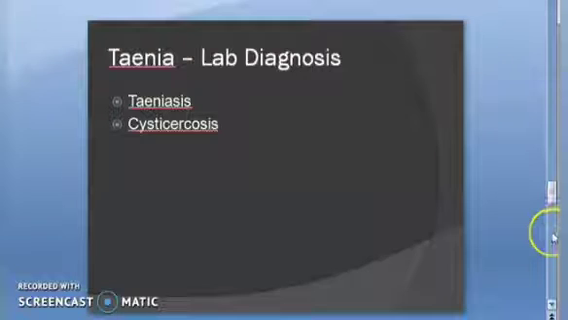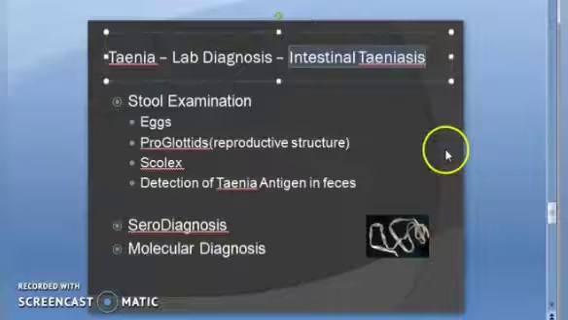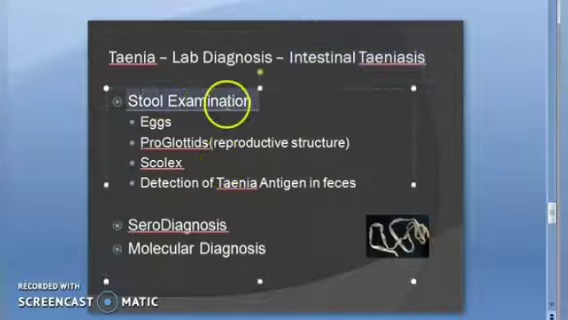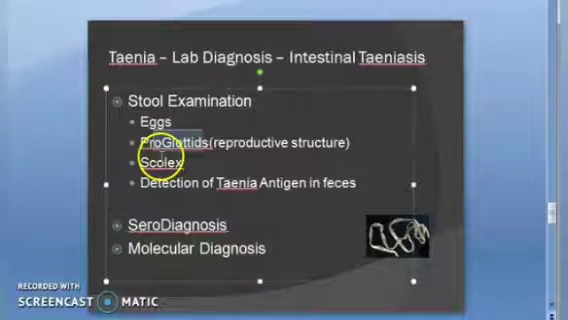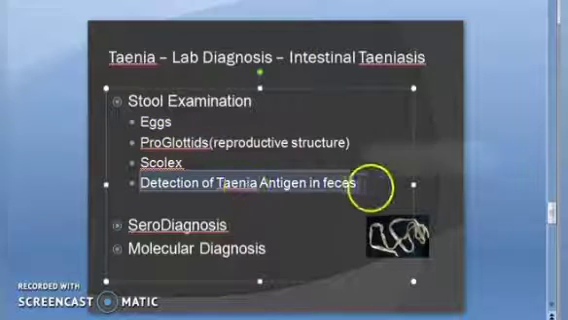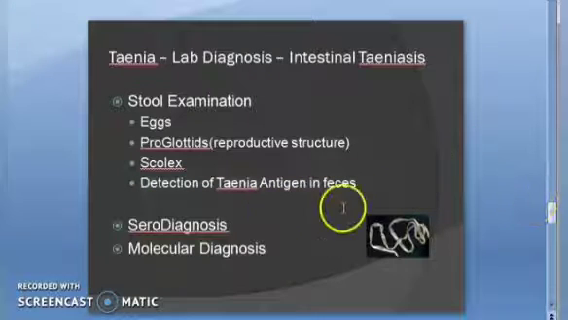Now lab diagnosis, we will look at teniasis, how you will detect intestinal teniasis. Obviously stool examination. What all you will see in the stool: you can try to look for the eggs, the proglottids, the scolex, then you can also look at the antigen. You can try to detect the antigen in the feces.